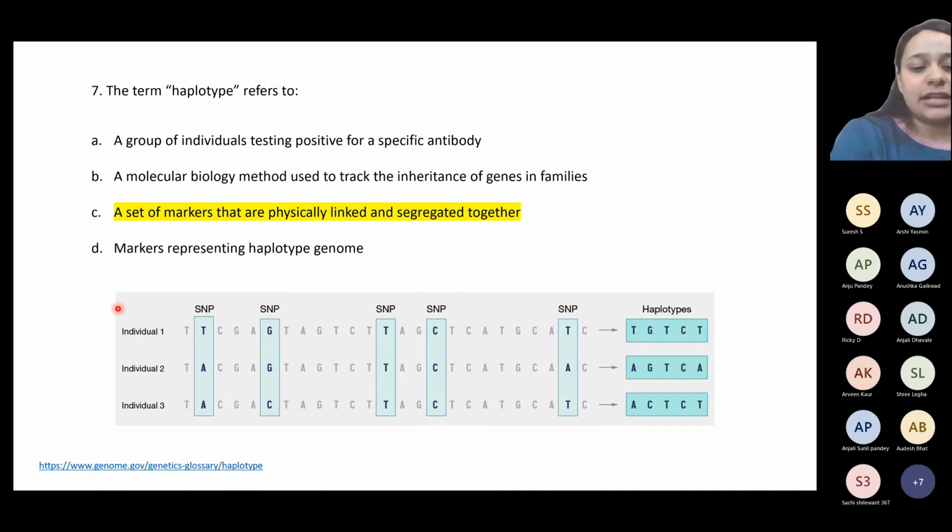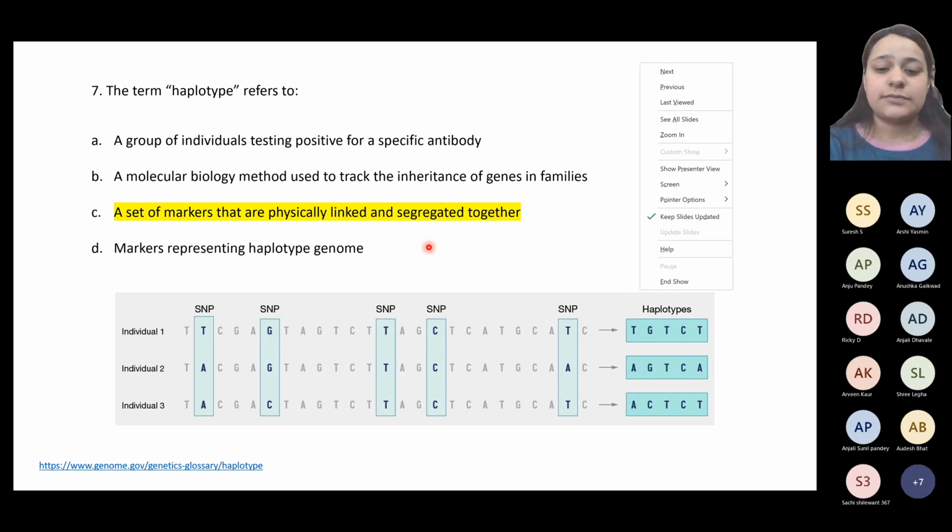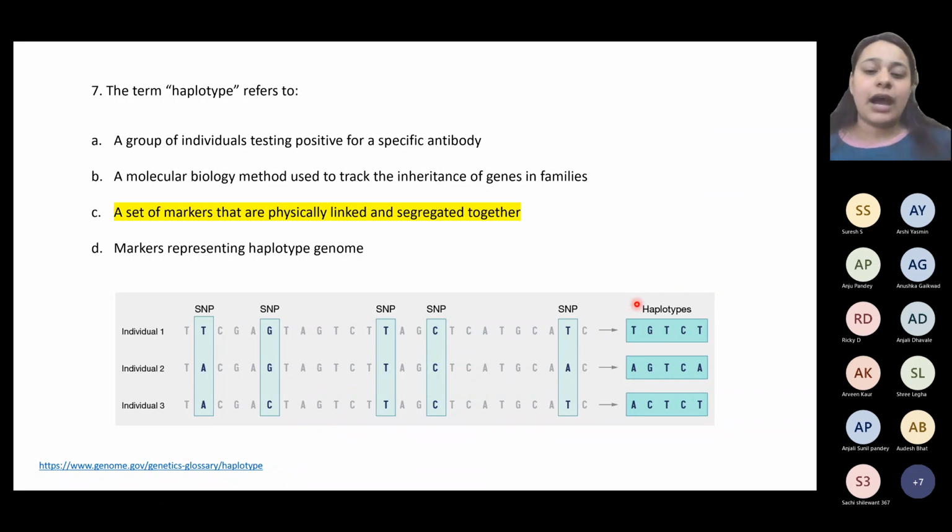And the SNPs present in this individual will differ to some extent from the SNPs present in this particular individual, right? So when you physically link these particular SNPs, like what is done over here, you obtain something known as a haplotype. And what is a characteristic of this haplotype? Only the SNPs that will be segregated together will be linked over here, right? So what does that mean?